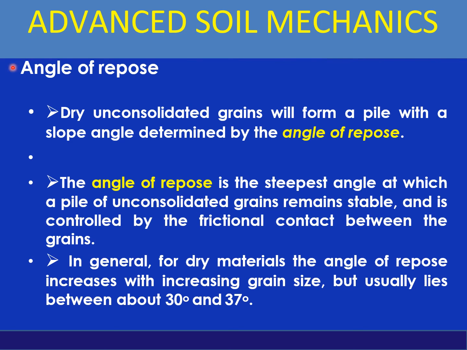Angle of repose. Dry, unconsolidated grains will form a pile with the slope angle determined by the angle of repose. The angle of repose is the steepest angle at which a pile of unconsolidated grains remains stable and is controlled by the frictional contact between the grains. In general, for dry material, the angle of repose increases with increasing grain size, but usually lies between about 30 degrees and 37 degrees.